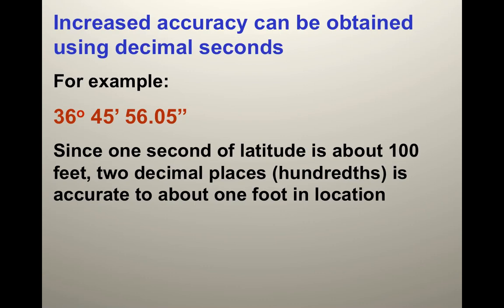We can increase our accuracy even more by using decimal seconds. So you could say 36 degrees, 45 minutes, and 56.05 seconds. Since 1 second of latitude is about 100 feet, if you go out 2 decimal spots, you're in the hundredths, right? You're accurate to about 1 foot. So you bring your accuracy down to about a foot by expanding your seconds out.